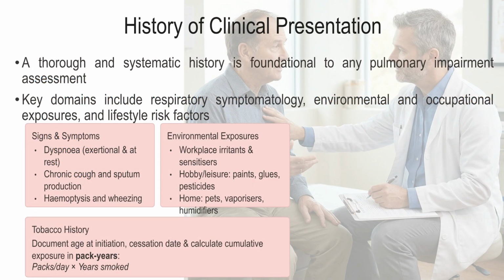A systematic history is foundational for pulmonary impairment assessment. Key domains include respiratory symptoms, environmental and occupational exposures, and lifestyle risk factors. Thorough tobacco history, including cumulative pack years exposure, is also essential.